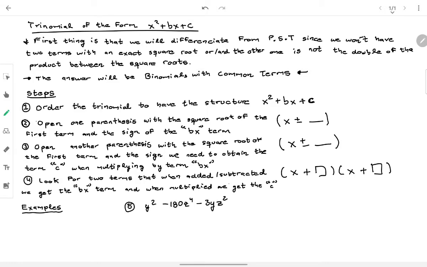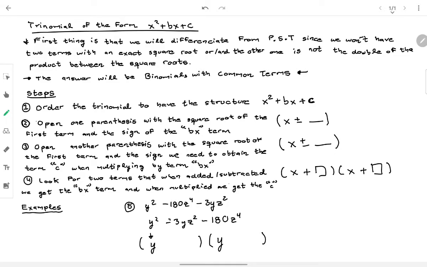So imagine we have something like this, that it's very similar to the last one. We need to order our trinomial, so the correct order is going to be y squared minus 3y c squared minus 180 c to the 4. So how do we do it? Remember, we need to open up two parentheses. Of course, we know that it's not a perfect square trinomial because 180 doesn't have an exact square root. So it's going to be the square root of this one on the first and on the second term.